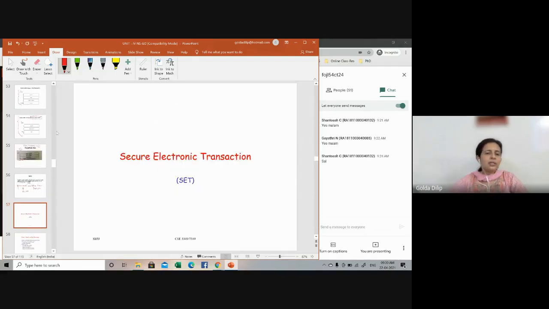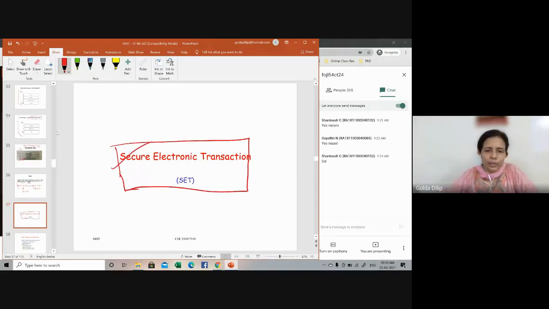Next is the last topic in the 4th unit, which is nothing but secure electronic transactions. With this, we will be completing our 4th unit. So far, whatever we have discussed is all about the web security protocol called SSL, which was discussed in detail. Now the last one is the secure electronic transaction protocol.